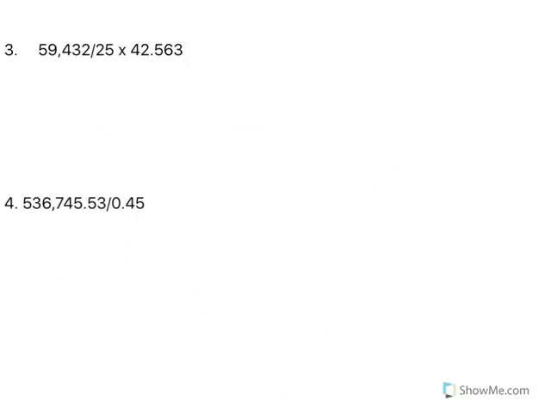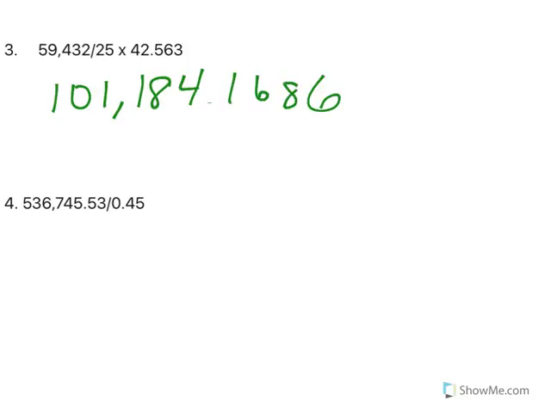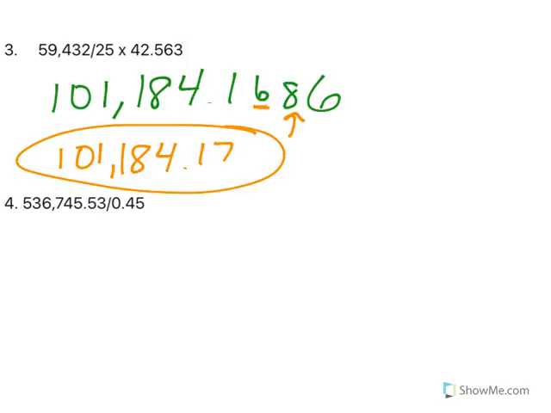Number 3, same type of problem as number 2, except now we're going to divide first before I multiply. And if you're multiplying and dividing, you just do left to right, right? Order of operations left to right. So when I do that left to right, I get 101,184.1686. Well, again, we're dealing with monetary value, 2 decimal places, 8 rounds up, so 101,184.17.